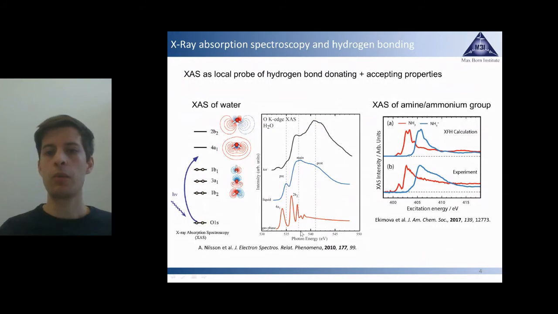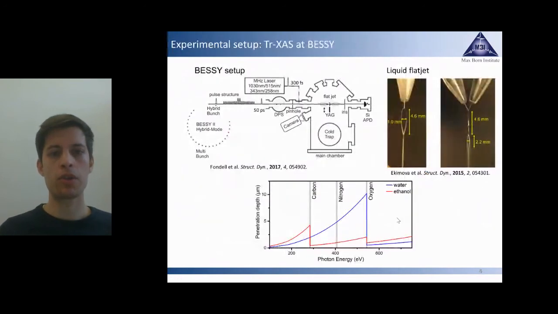For the case that I want to show in this presentation, it's of particular importance to look at nitrogen-containing molecules. Here it's shown a study by our group on ammonium versus ammonia, where you can see a significant main edge shift and also some pre-edge features, which are only accessible in the deprotonated form of the molecule. Before I come to the case that I want to present, I quickly want to introduce you to the experimental setup we're using.